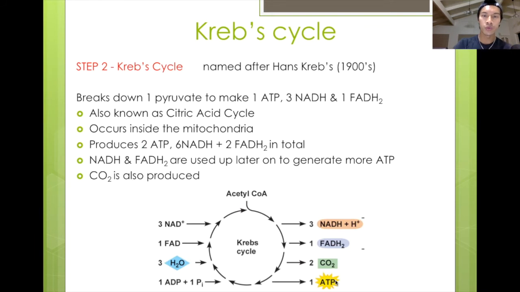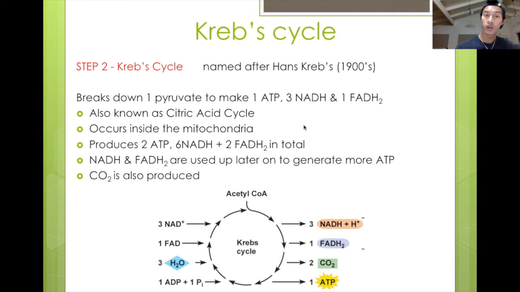Step 2, the Krebs cycle. It was named after a man named Hans Krebs in the 1900s, and it is the breakdown of one pyruvate molecule to produce one ATP, 3 NADH, and 1 FADH2. Now, you might be wondering, what on earth is NADH? It's a very long name that's been shortened down to NADH, and that's all you need to know. Likewise with FADH2.